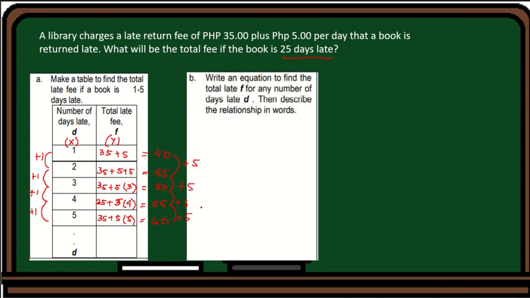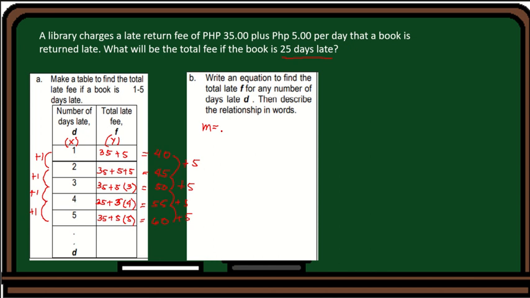Next will be the equation. Now, to write the equation, we need to identify the slope. So, when we say slope, ito na yung rise over run. Or ano ba yung nadadagdag? O ano yung tumataas habang tumatakbo ang araw?